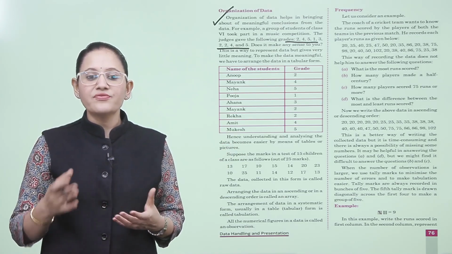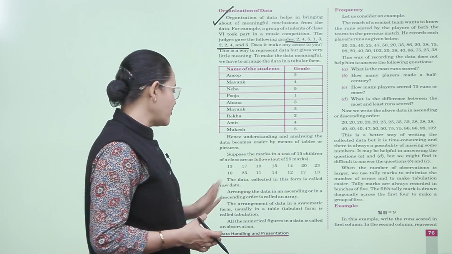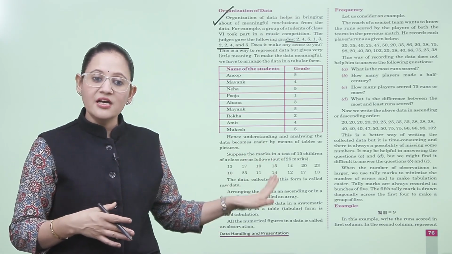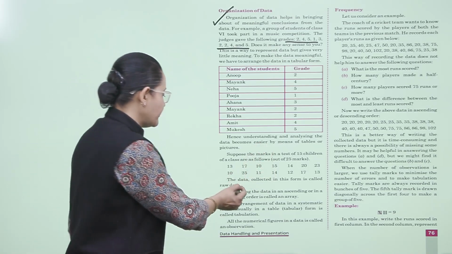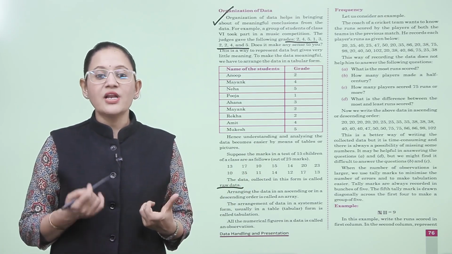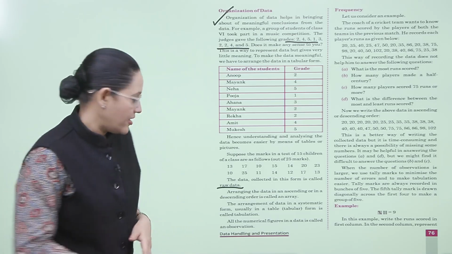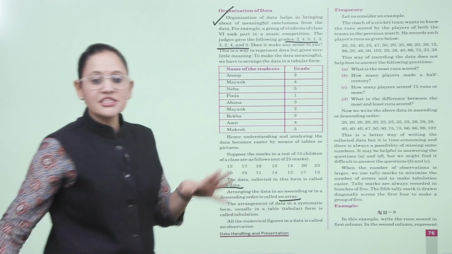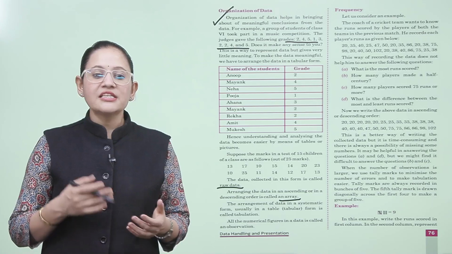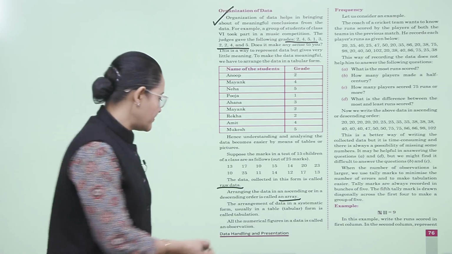Suppose the marks of the test of 15 children of the class are as follows. These marks are out of 25. Now, the data has been collected, but this form of data is called raw data. So, what do we have to do? We have to organize the data. For that we will arrange the data in ascending or descending order, which is called an array. The arrangement of the data in a systematic form, usually in a table or tabular form, is called tabulation.